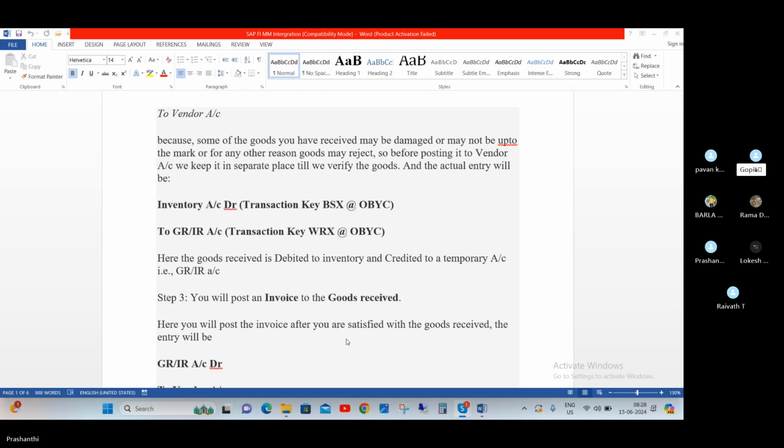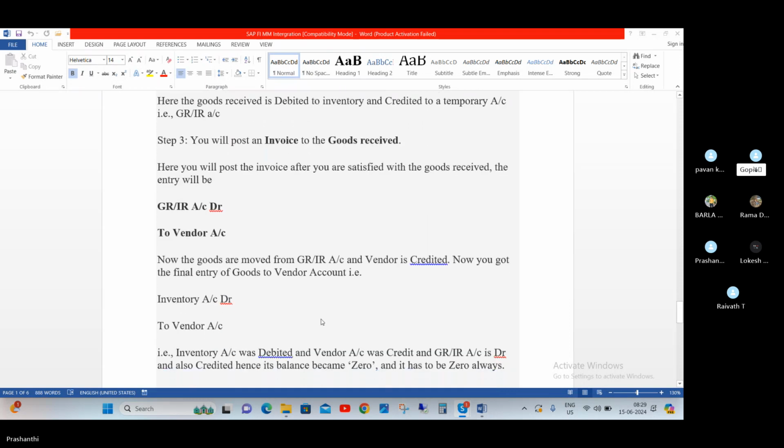For that, the transaction keys, as you already said: BSX for inventory account and WRX for GRIR. Here, for the goods received, the debit is to the inventory and the credit is in a temporary account at GRIR. Next, you will post the invoice to the goods received.